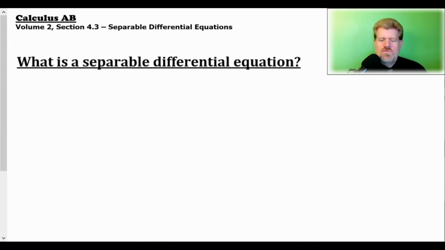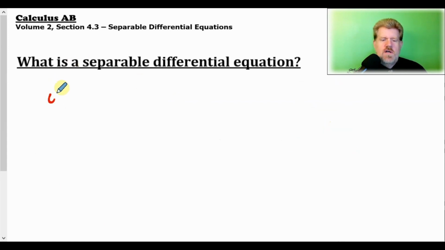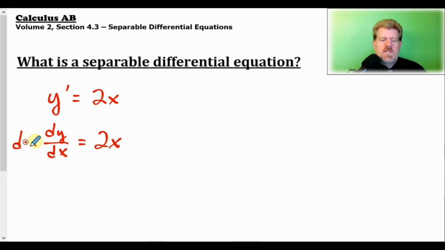Well, first of all, you know what a differential equation is. A differential equation is an equation where it has a derivative in it. There, that's a differential equation. We can solve it by realizing that y prime is simply dy/dx, and write this properly. If I multiply both sides by dx, I get this.